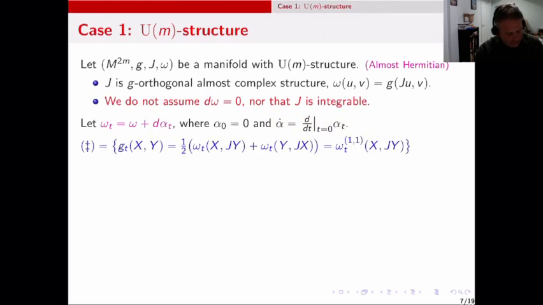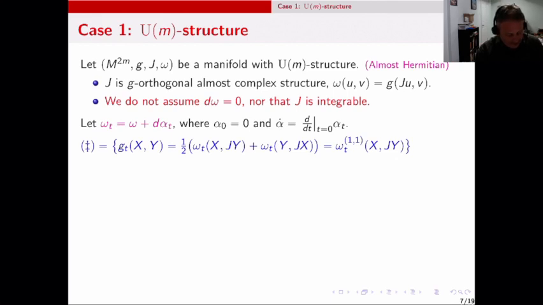Okay. Then we're going to define a family of Riemannian metrics upstairs using this family of 2-forms as follows. So we're going to take omega t of X, JY and omega t of Y, JX, add them together and divide by 2. This is our Riemannian metric. So you can show, first of all, that this is symmetric. And for t small enough, because it's a small variation of a positive definite symmetric form, this will be positive definite. So for sufficiently small t, this really is a family of Riemannian metrics upstairs.